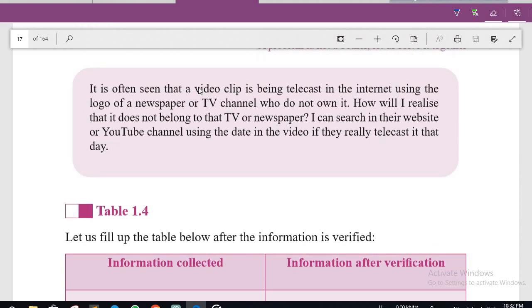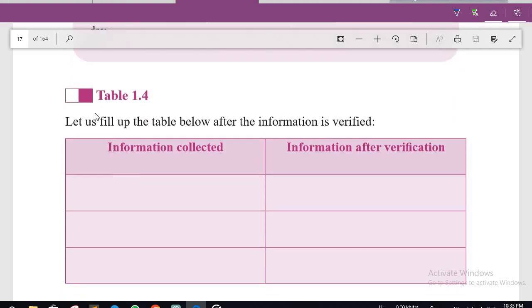It is often seen that a video clip is being telecast on the internet using the logo of a newspaper or a TV channel who do not own it. How will I realize that it does not belong to that TV or newspaper? I can search it on their website or YouTube channel using the date in the video to see if they really telecast it that day. Table 1.4.